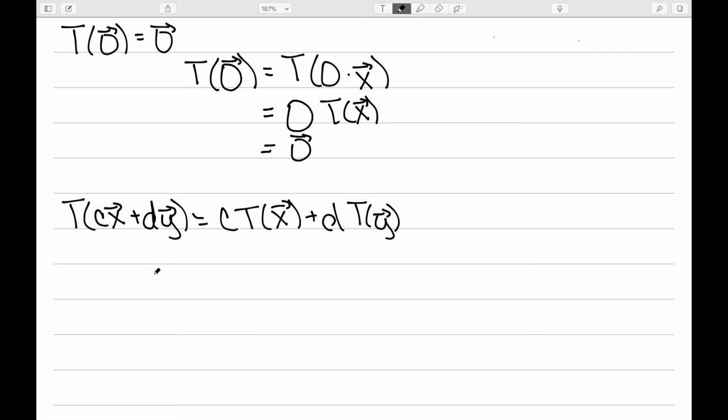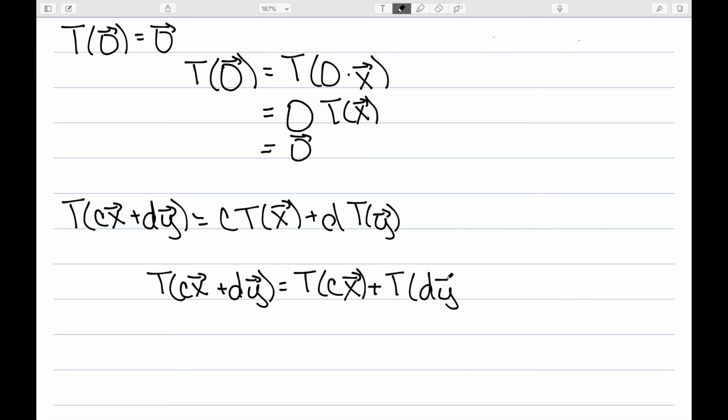My next one, T of cx plus dy is equal to c T of x plus d T of y. So once again, this is a linear transformation. We know linear transformations can be broken up over addition by the basic property of a linear transformation. So now I have T of cx plus T of dy. We also know we can factor out scalars from linear transformations. So now I have c times T of x plus d times T of y, which gives me the final result.